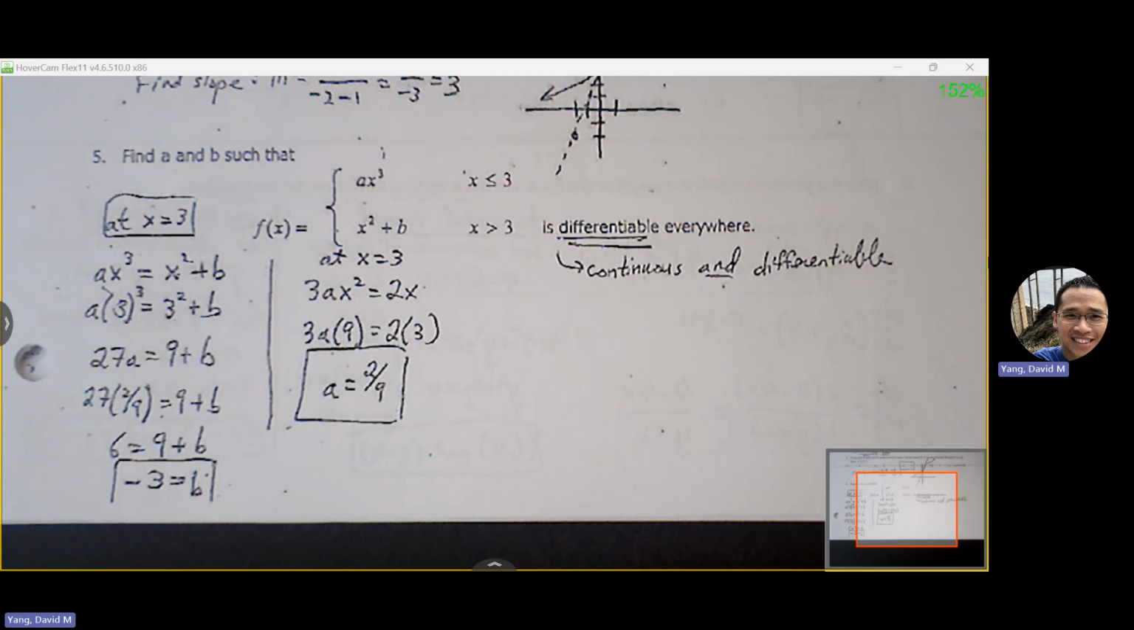We set the equations equal to each other. Ax cubed equals x squared plus b. Replace every x with 3 and see how far we can get. We can get all the way down to 27a equals 9 plus b.